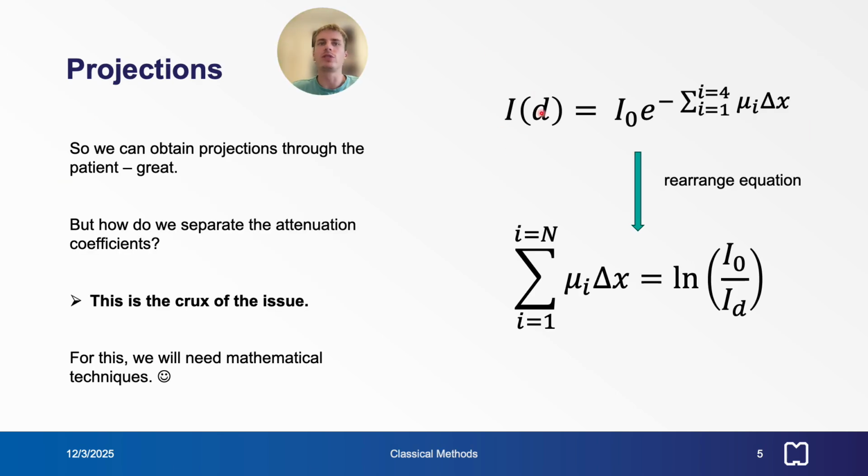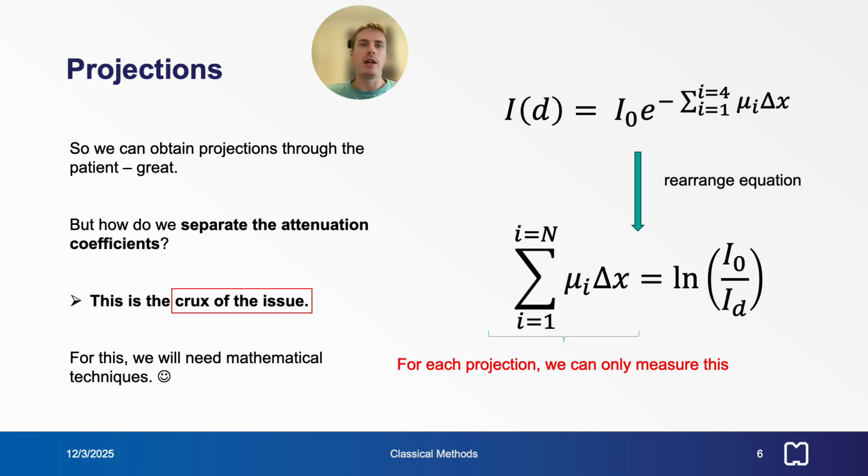So we have our discretized exponential attenuation equation, in this case still for the 4x4 matrix, and we can measure the intensity of the beam as it leaves the X-ray tube, and we can also measure the intensity of the beam on the opposite side of the gantry after it has passed through the patient. Now, if we rearrange this equation, we can use our measurements to obtain projections.